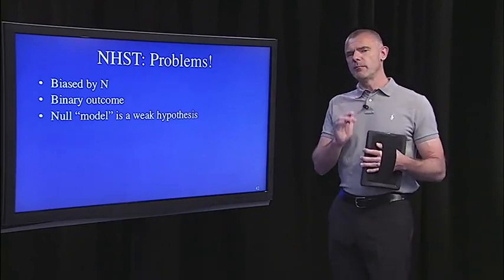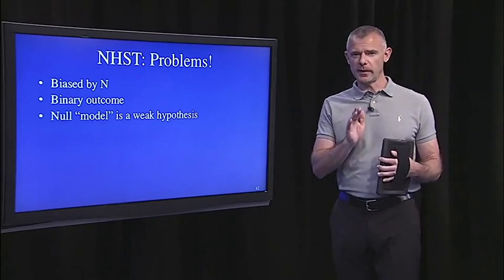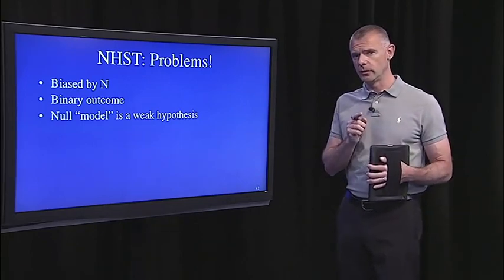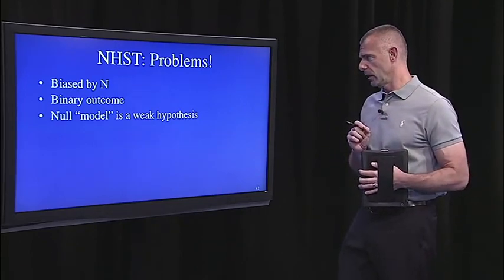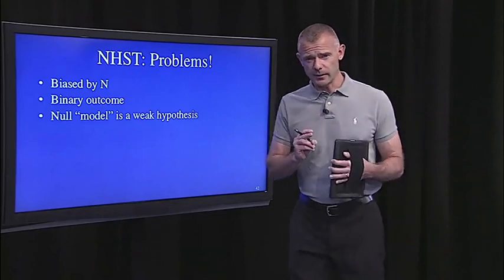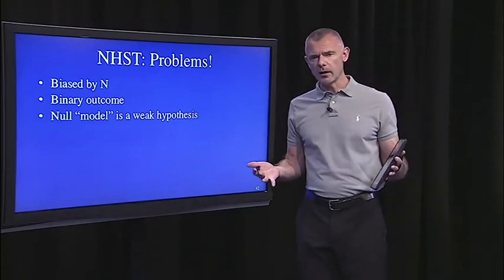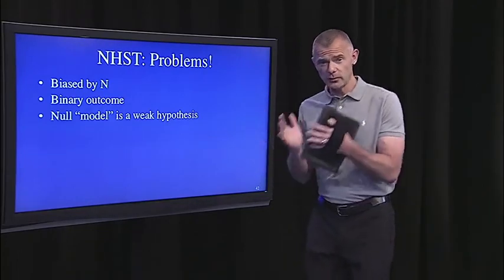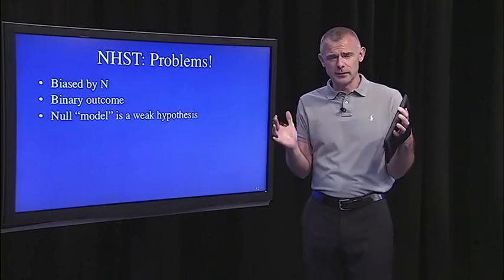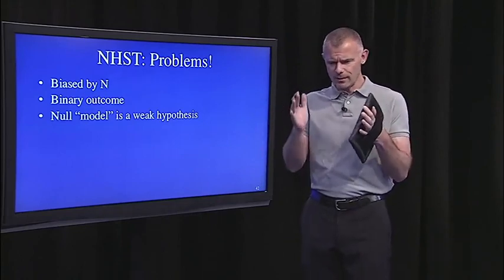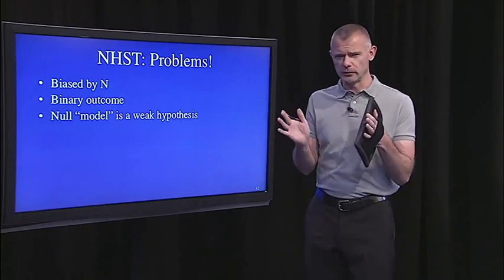One is it's said to be biased by n. That is, it's biased by the sample size. And I'll show you why that's true in a second. The second problem is it only allows for a binary outcome. We have to make a decision to either reject or retain. It's very rigid. We may want to say, well, it's not clear if I should reject or retain.